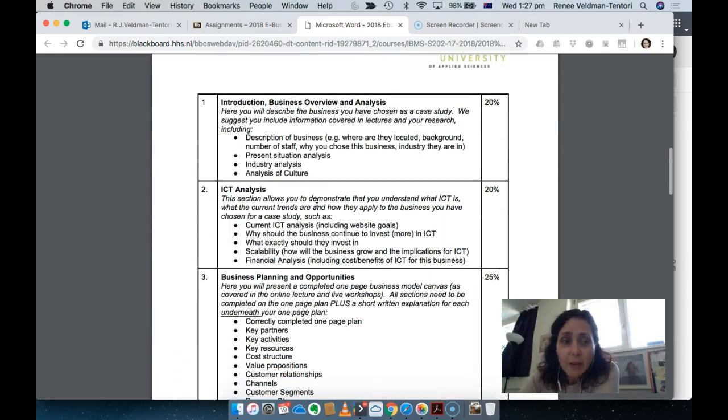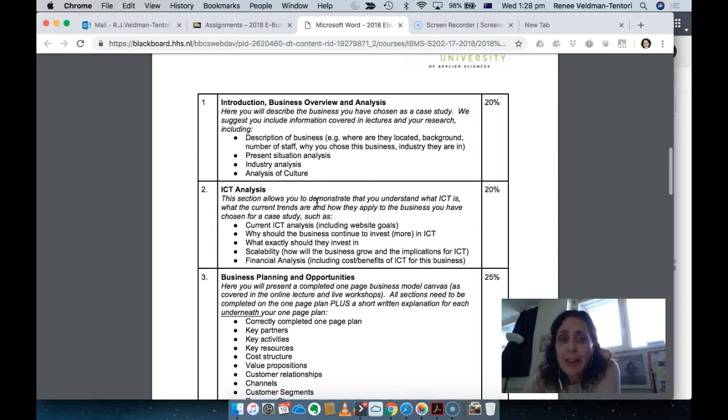So this is how it is broken down. You will start with an introduction, business overview and analysis. The way that you present this is up to you. These are the points that we are looking for. We need to know where the business is located because this is a real business, the number of staff, why you chose it, the industry they're in. It's also really interesting for us to know why you chose that business and whether you've had direct contact with them or not. Either way is fine. It's just good to have this information in your report.